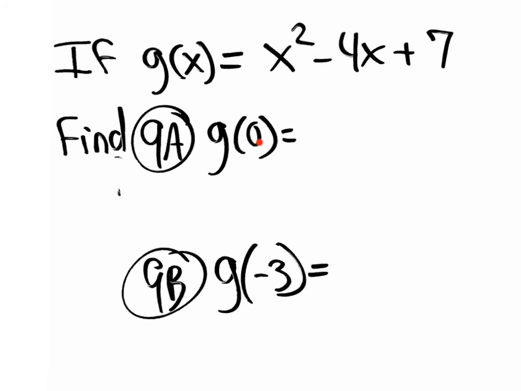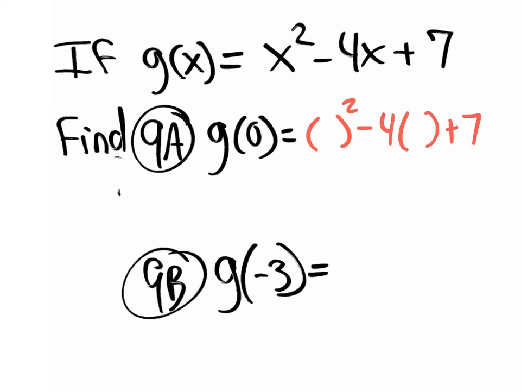Now, this does not mean to multiply g times 0. What does it really tell you to do? This notation is telling you to take the x that was right there and replace it with what? The number 0. So what you're going to do is go to your x's and replace them with the number 0. You're going to put zeros right here.